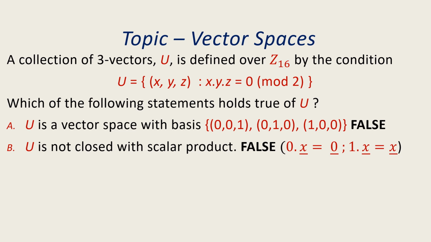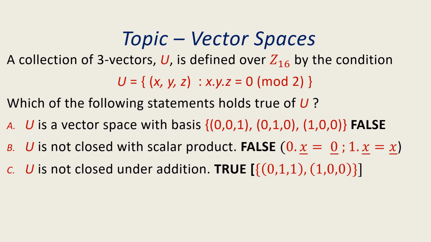It is closed under scalar product because the only numbers we have to consider are 0 through to 15. If a vector is in that set, then it satisfies the condition that multiplying all three components gives an even value, something which is equal to 0 mod 2. That's not going to change if we multiply that vector by any of the digits 0, 1, 2, 3, all the way up to 15.